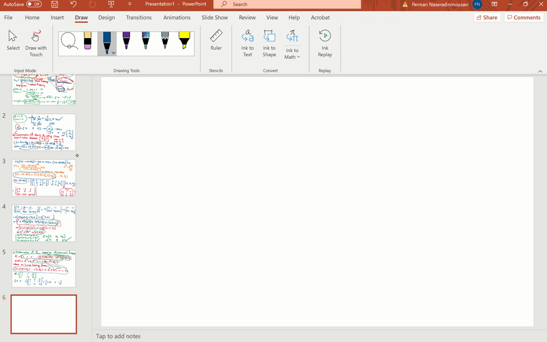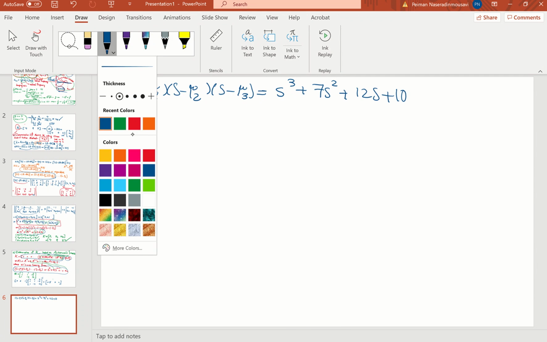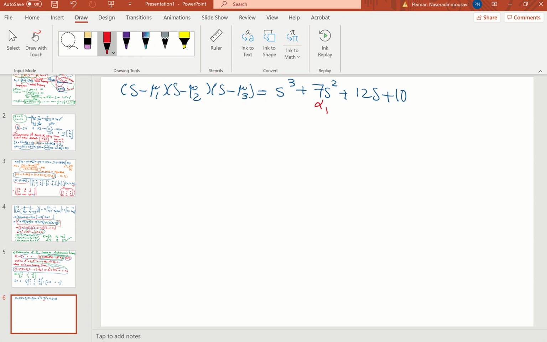Okay, so now having s minus mu1, s minus mu2 as we did in part 2 today, and s minus mu3, we derived s cubed plus 7s squared plus 12s plus 10, and knowing that this is alpha 1 equals 7, this is alpha 2 and this is alpha 3. That's right. So now you have to calculate phi of A, Ackermann.